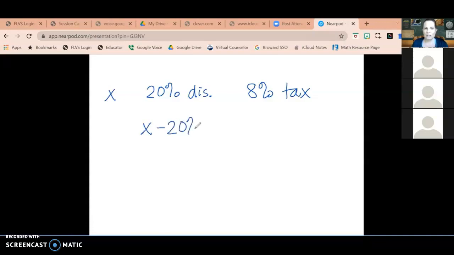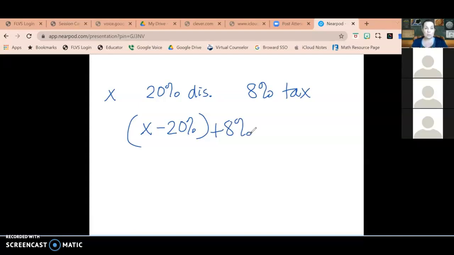So we can talk about how to fix it. But I've been seeing a lot of students submitting answers for this problem. Like, let's say it's a 20% discount and that the tax is 8%. I'll show you a few different answers that I've been getting, and the price is X. So I've been getting this: X minus 20% plus 8%.